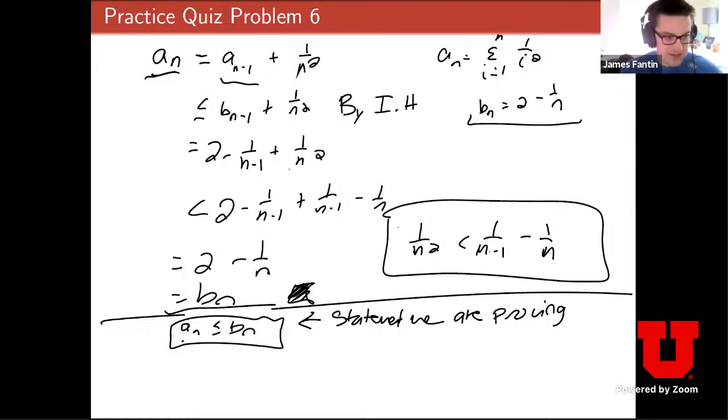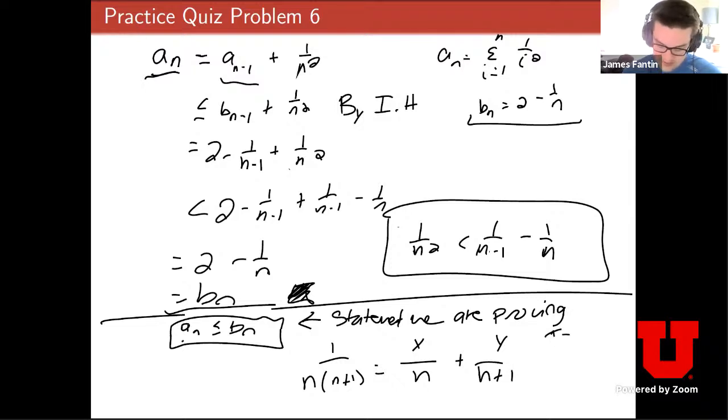We can go through the partial fractions, or you could just review partial fractions, right? If you look at the solutions in the practice quiz, the way the partial fractions trick works is they have 1 over n times n plus 1 is equal to some x over n plus some y over n plus 1. And then if you solve for x and y using partial fractions, you can figure out that x is equal to 1 and y is equal to minus 1. You can just quickly review that.